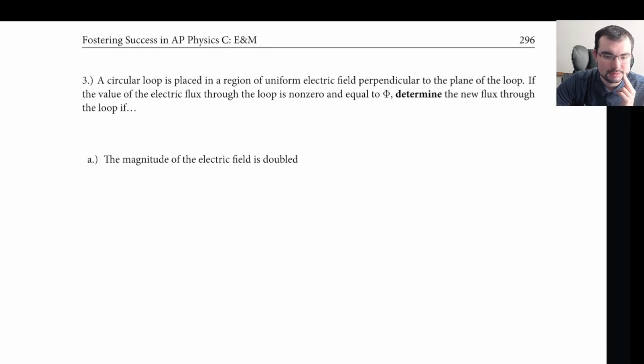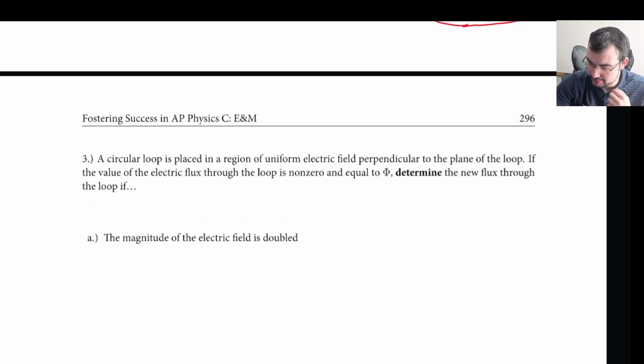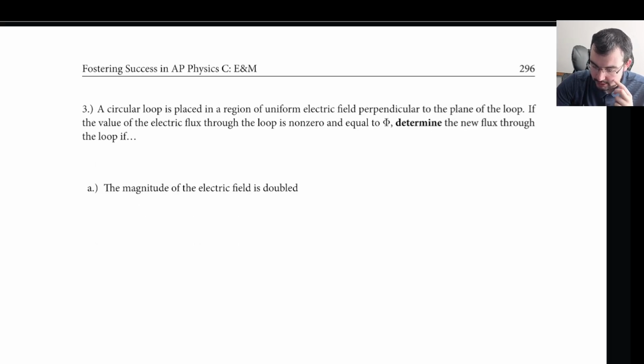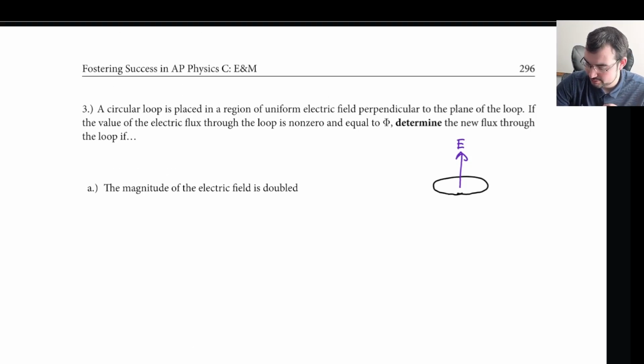Now we'll do some proportions. A circular loop is placed in a region of uniform E field that's perpendicular to the plane of the loop. We're saying the current flux is phi. Determine the new flux through the loop under each of these changes. So again, that's just this case where our entire field is perpendicular, which is actually the most common case.